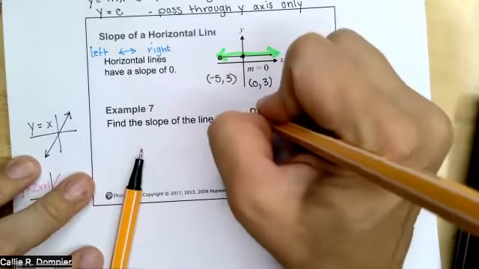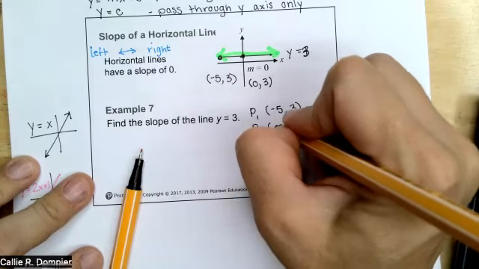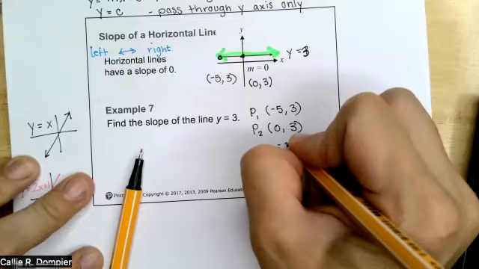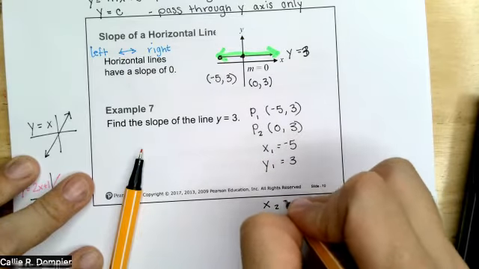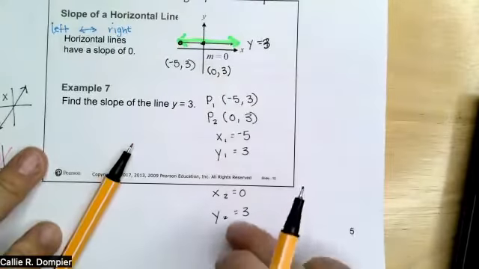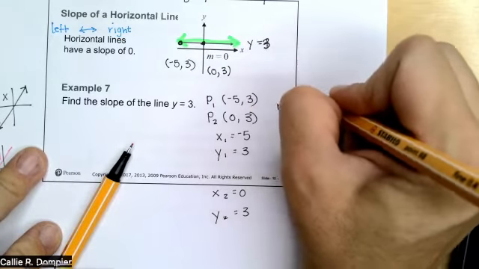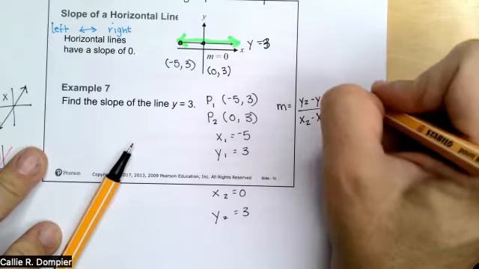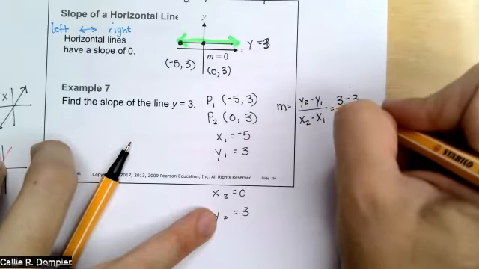Good. So if P1 is -5, 3, you don't have to do this. You can just believe me. P2 is 0, 3. That means x1 is -5, y1 is 3, x2 is 0, y2 is also 3. So there's your clue. Both of the y's are 3. So we start with m is y2 minus y1 over x2 minus x1. That's going to be 3 minus 3 over, what was x2? 0 minus -5.